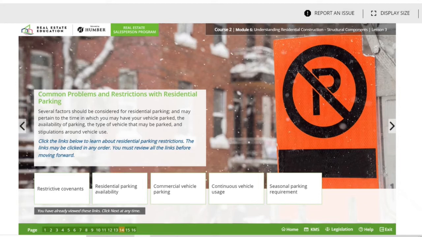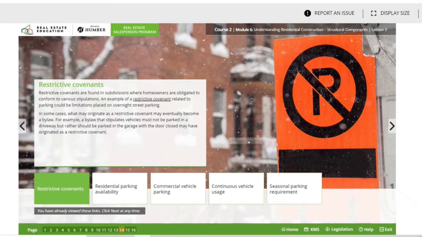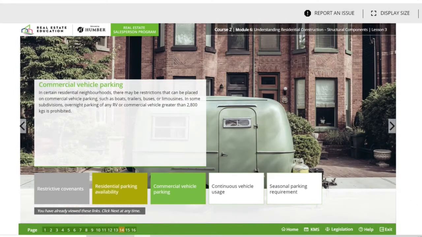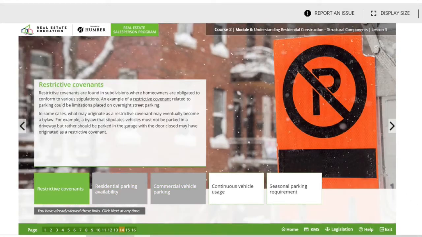Common problems and restrictions with residential parking. There's restrictive covenant, there's residential parking availability, and there's commercial vehicle. So let me just recap this. Restrictive covenants are found in subdivisions where homeowners are obligated to conform to various stipulations. For example, a restrictive covenant related to parking could be a limitation placed on overnight street parking.